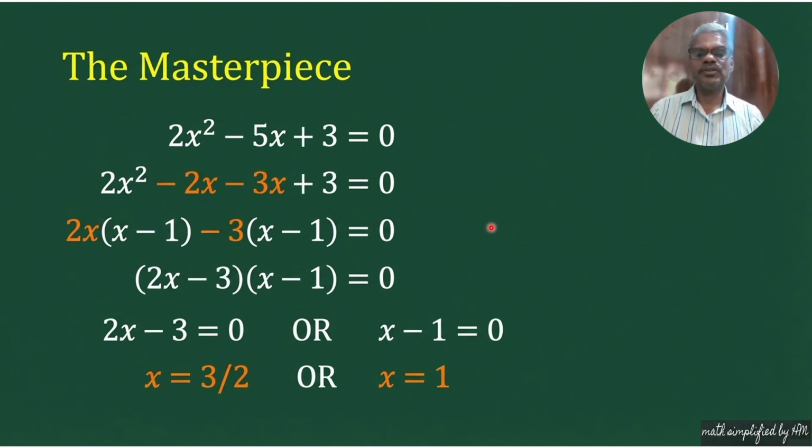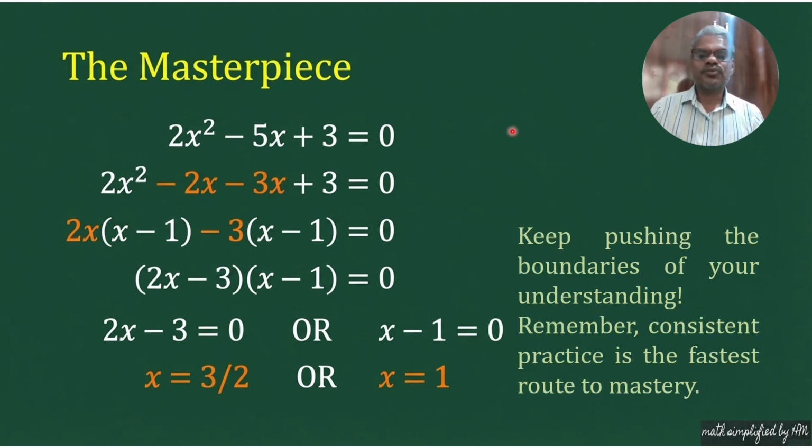As a into b is equal to 0 implies either a is equal to 0 or b is equal to 0, we have 2x minus 3 is equal to 0 or x minus 1 is equal to 0. Solving these two equations, we get x is equal to 3 by 2 or x is equal to 1. Hence, the roots of the quadratic equation 2x square minus 5x plus 3 is equal to 0 are 3 by 2, comma 1. So, we have understood the factorizing process in detail.